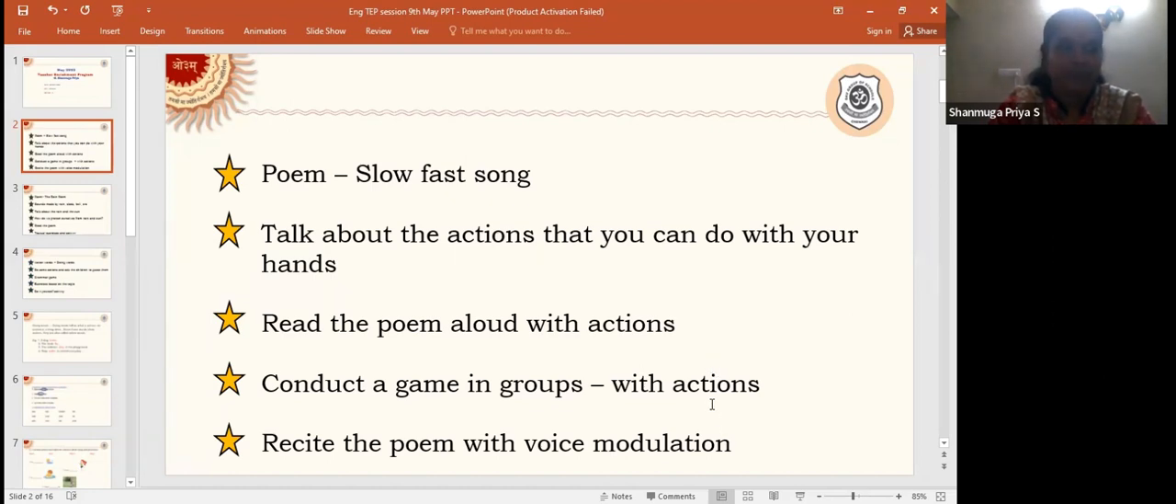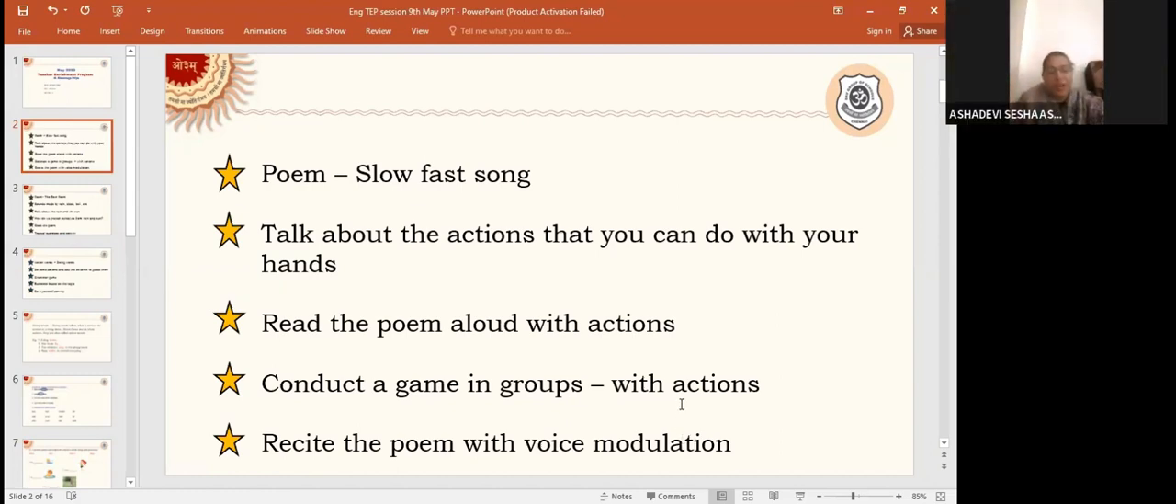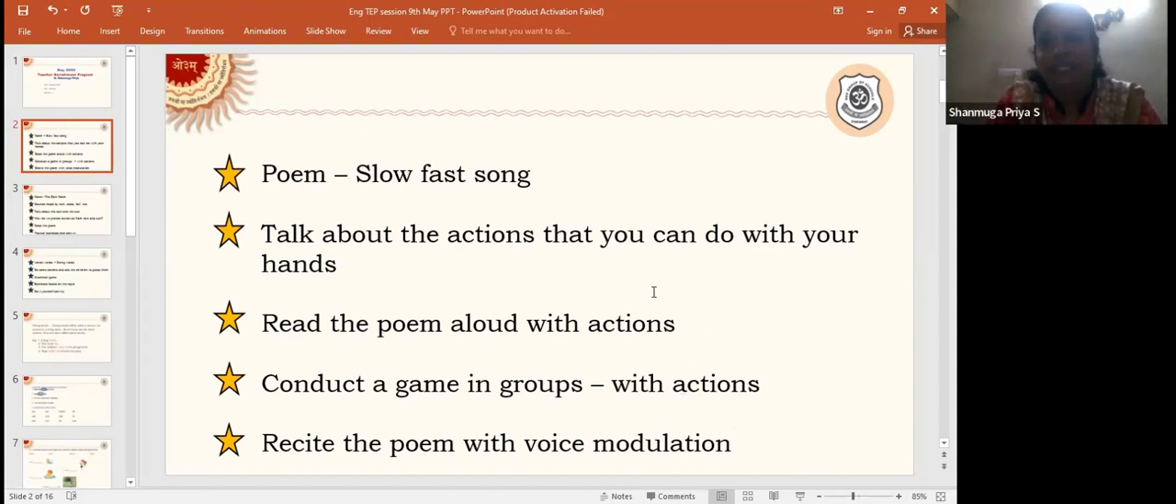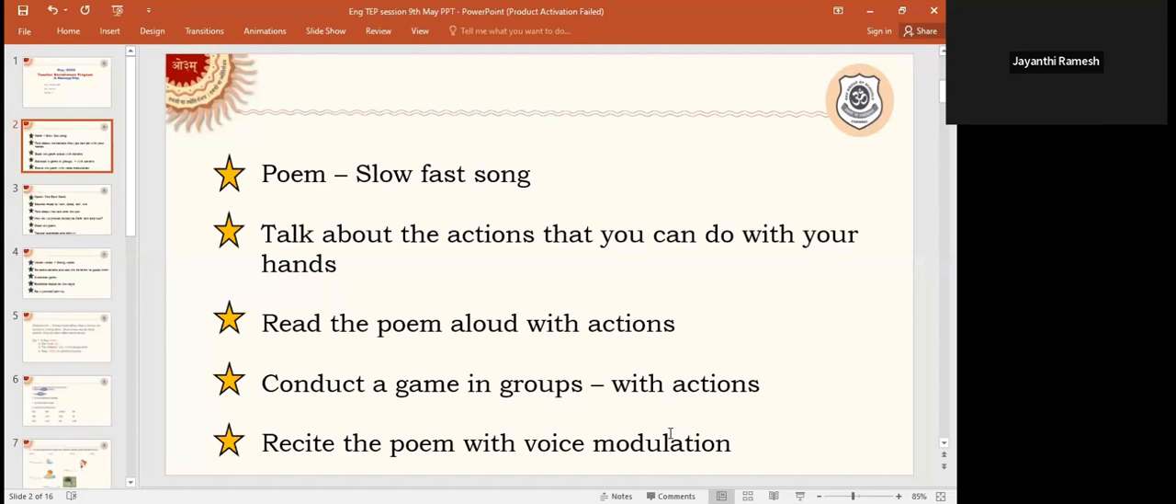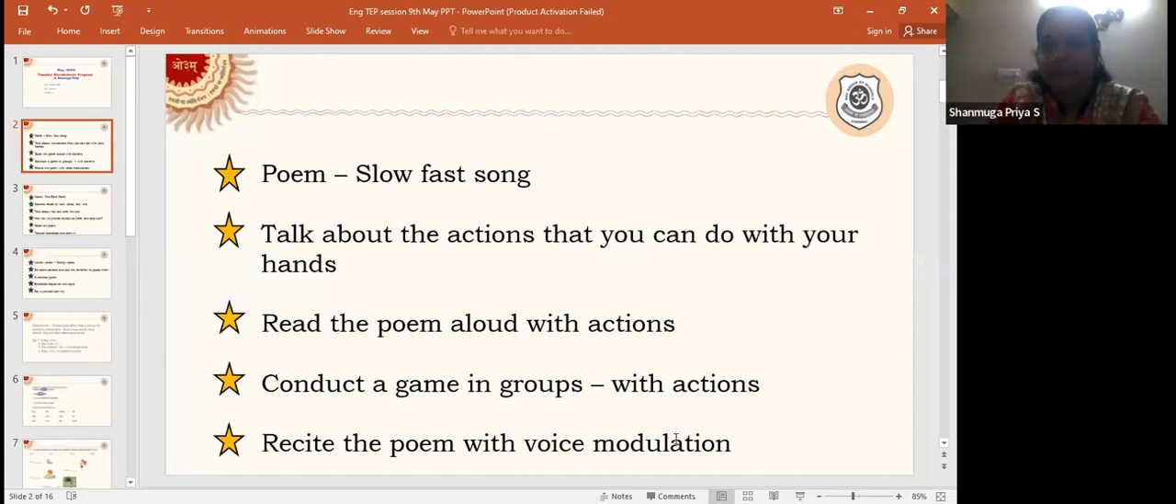Thank you, Asha Devi, ma'am. Wave, wave, wave your hands as slowly as you can. Wave, wave, wave your hands as quickly as you can. That's wonderful. Thank you, Asha Devi, ma'am. You sang it, that was wonderful. Is another teacher willing to do the fourth stanza? Yes, Jayanti, ma'am.